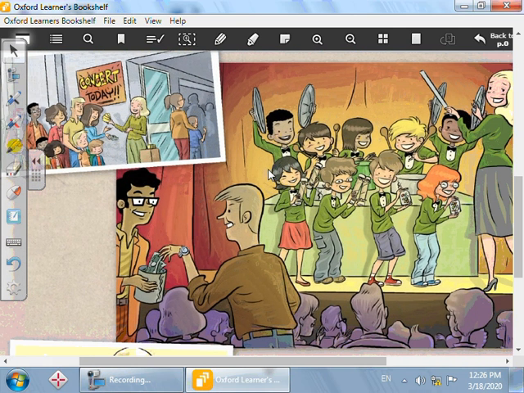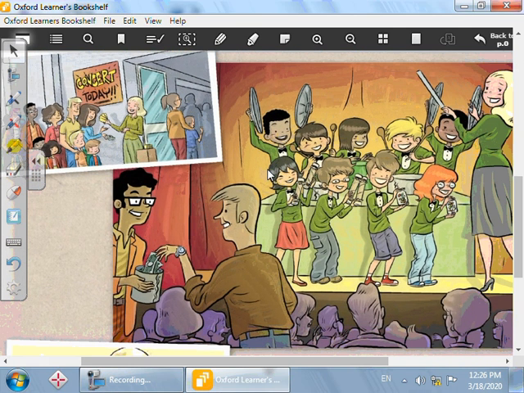Now, guys, what can you see here? Oh, it's the party time. Excellent. It's the concert. What are the children doing? Super. They are playing their instruments. What are the people doing? Look carefully. Tremendous. They are buying tickets to see the concert. They are clapping their hands too and giving money.